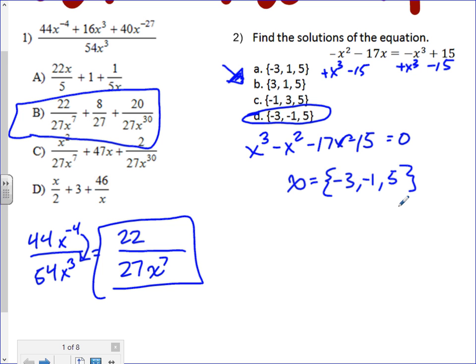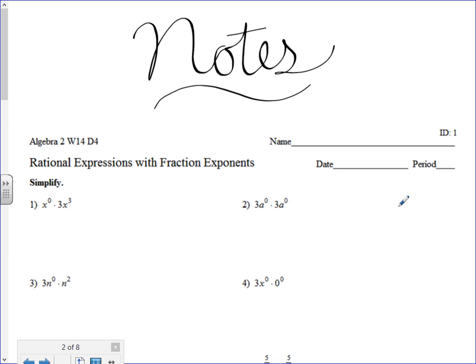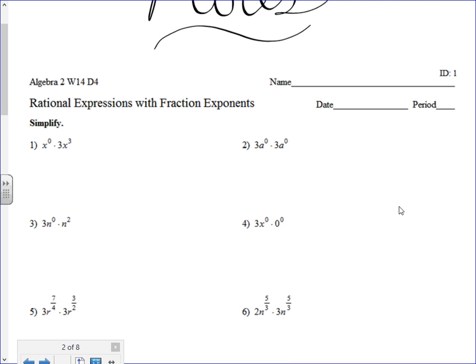Take your warm-up, set aside, look at today's notes in 10, 9, 8, 7, 6, 5, 4, 3, 2, and 1.